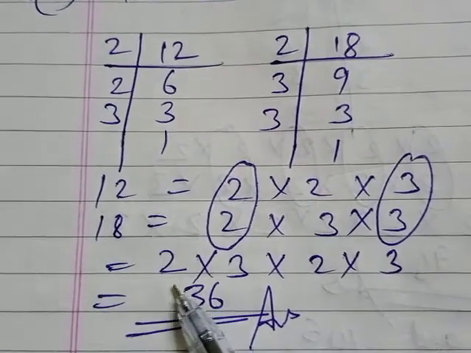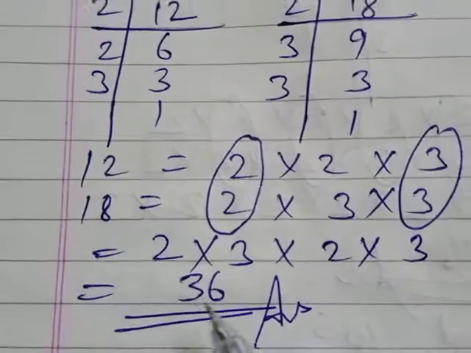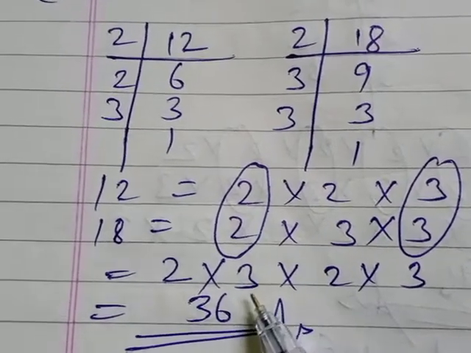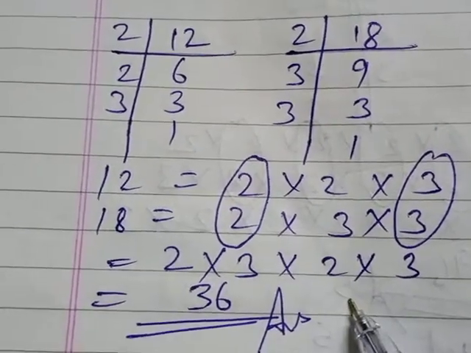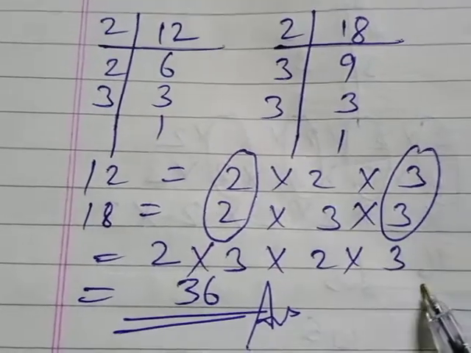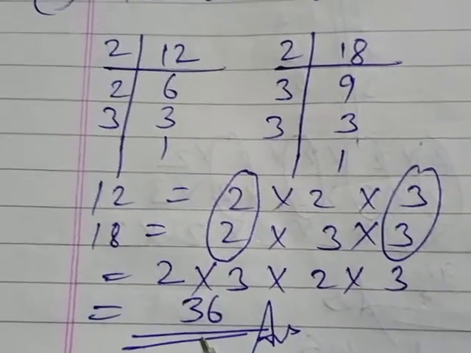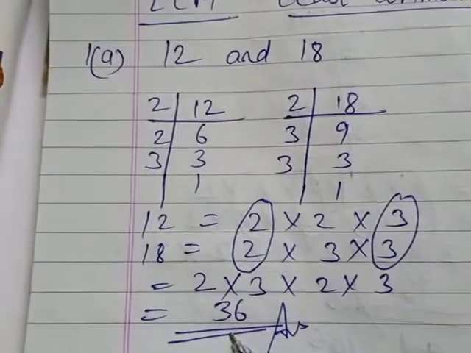Now we will multiply all the given numbers. How to multiply? You see here, 2 3s are 6, 6 2s are 12, 12 3s are 36, and 36 will be your LCM. I hope this question is clear to all of you.